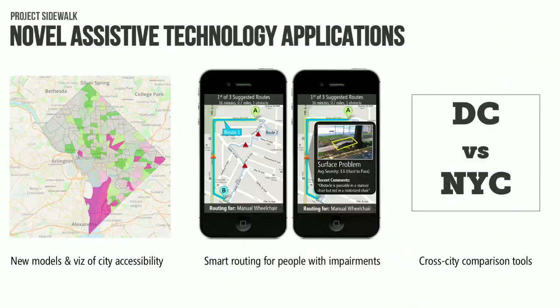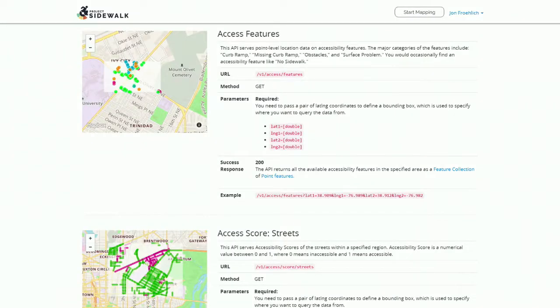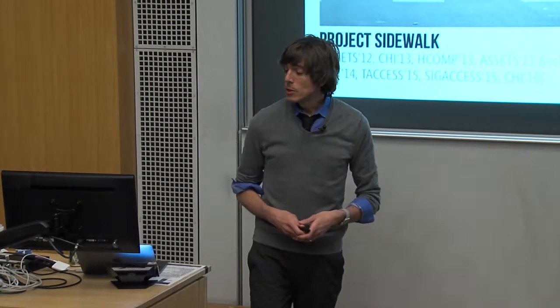So I think that's going to be some really interesting work in the future. And then finally, what's driving all of this is novel assistive technology tools. This is unprecedented data, so how can we come up with new models that capture accessibility? Like access scores of cities, new kinds of interactive visualizations, new kinds of smart routing tools, doing things like city comparison. Is Seattle, for example, more accessible than a city like DC? And all of this data is open. So I encourage you to go check it out and maybe even build your own tools with it. Okay, so that was Project Sidewalk.